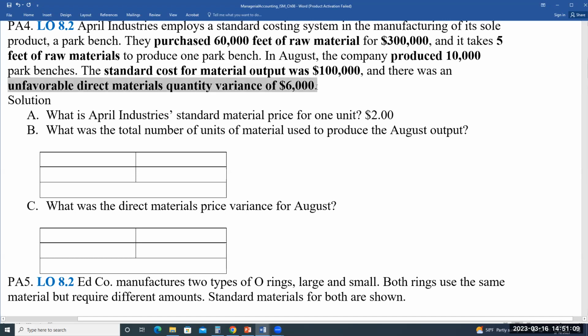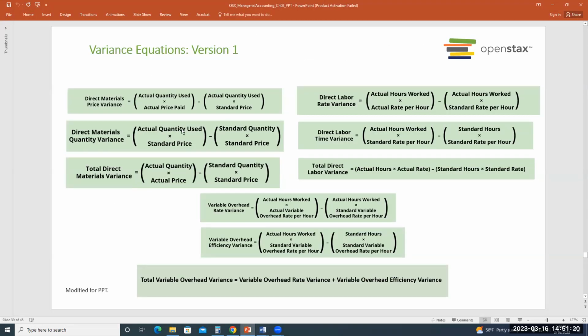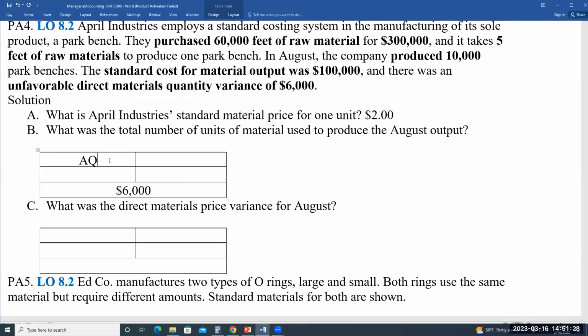We do have the direct materials quantity variance. It's unfavorable, so it's a positive number. And that formula, actual quantity times standard price minus standard quantity times standard price. We just established the standard price for materials is $2, right? So we can put that in. What's the actual quantity? Oh, no, that's what we're trying to figure out.